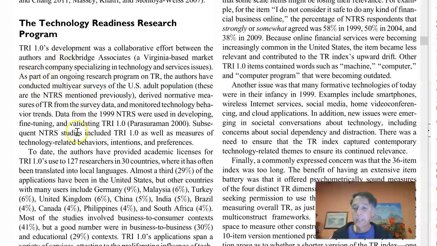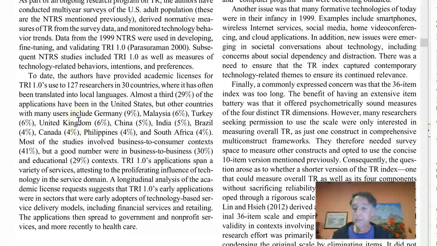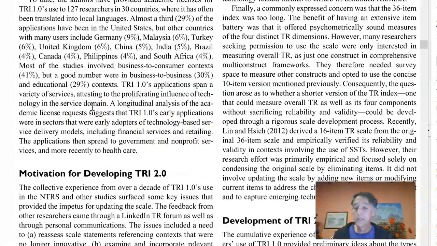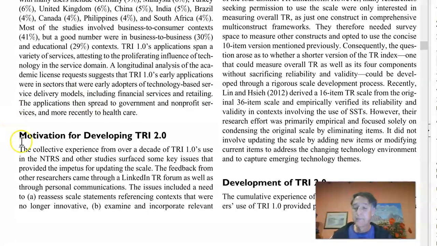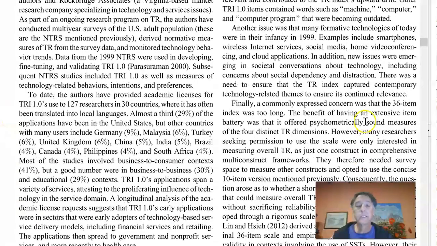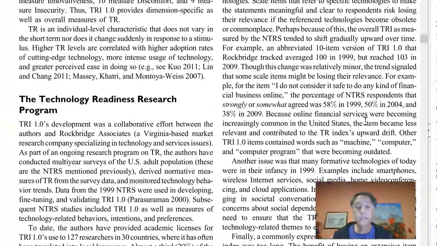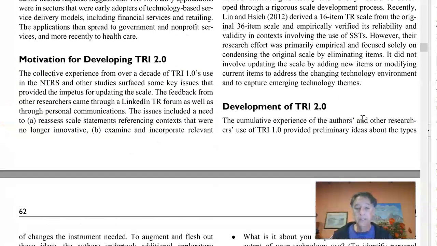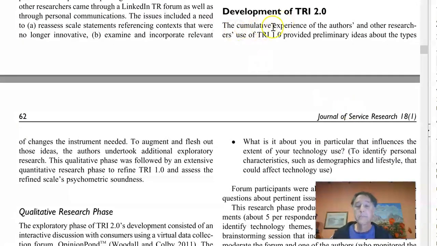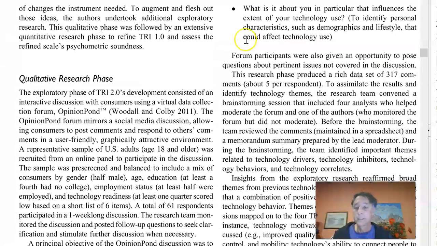And then they talk about their research program. You know, how many people have used it. And here you can see 127 researchers in 30 countries. This is South Africa, 4%. Okay, so it's been used in South Africa in business type of studies. And then the reason why they want to go and improve on the scale and revalidate it and so forth. So now they go to development of the TRI-2, and they start with a qualitative research phase.